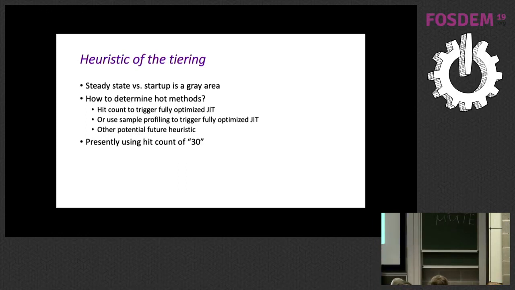And there are various ways to do that. One simple one is to just calculate how many times the method has been called, like a hit count, and then at some point start recompiling it. Then we can use more advanced techniques like sample profiling or performance counters. For now, we decided to start with a very simple approach: as soon as the method is called 30 times, we invoke the tiering system, and it will replace the method with better code.